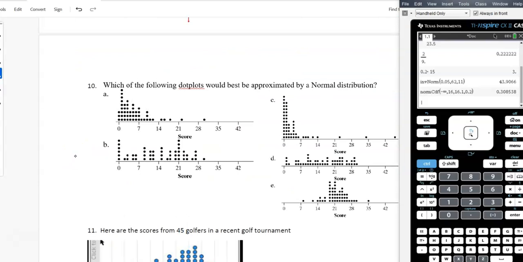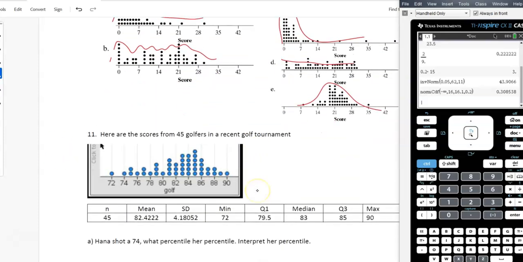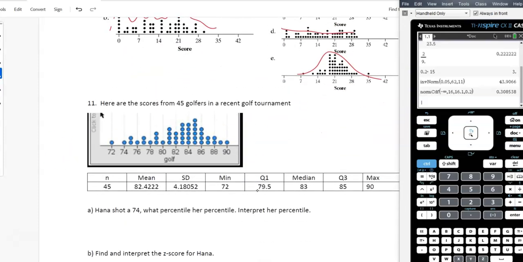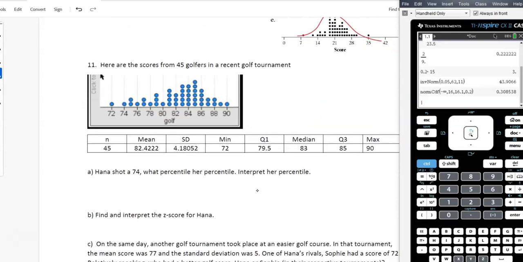Which of the following dot plots would best be approximated by a normal distribution? You can see this first one is skewed right, definitely. This one's kind of bimodal or multimodal, not quite uniform, but too many modes there. Skewed right for sure. This one looks somewhat uniform. Do you see how the top is somewhat uniform there? This one is the only one that looks approximately normal. We always say the word approximately normal, not exactly normal.